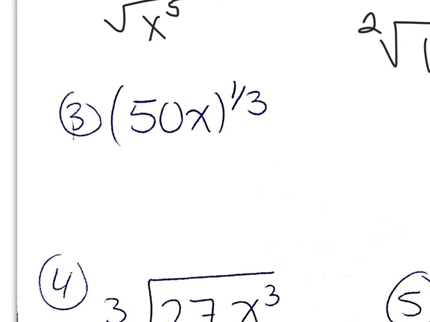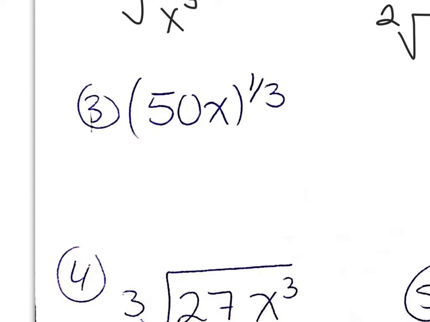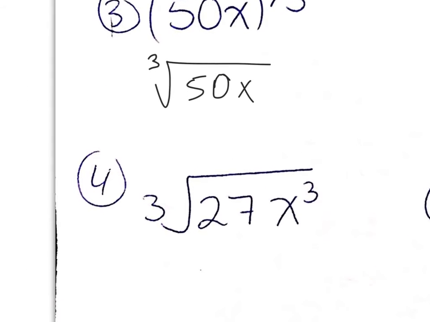Go down here to number 3. Same thing. Index is on the bottom, exponent's on the top. The entire thing is under the radical sign. The bottom is 3, so our index is 3, and our exponent is 1. If our exponent's 1, we don't need to write it. That's the answer to number 3. Pretty easy stuff.